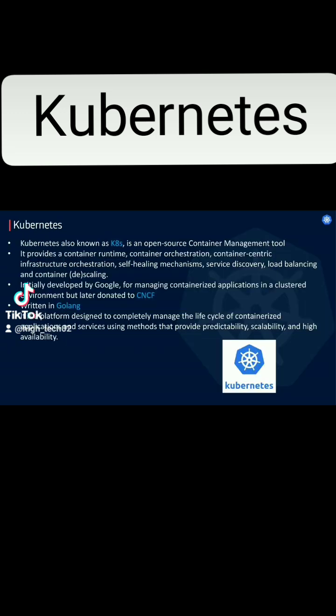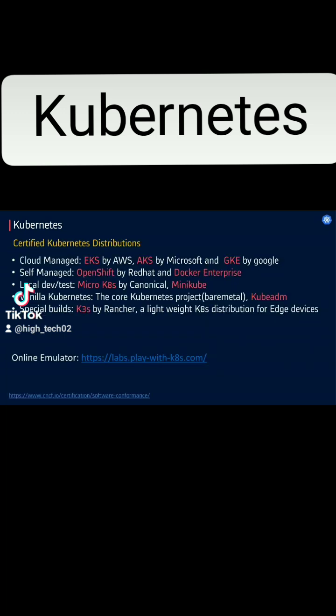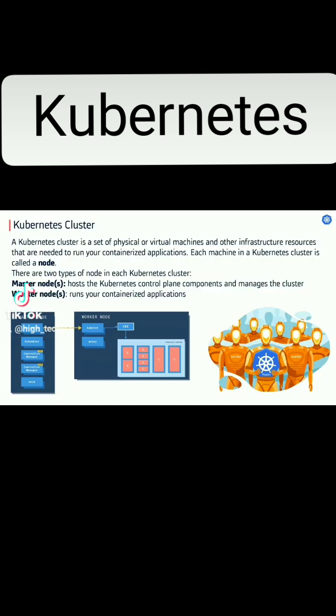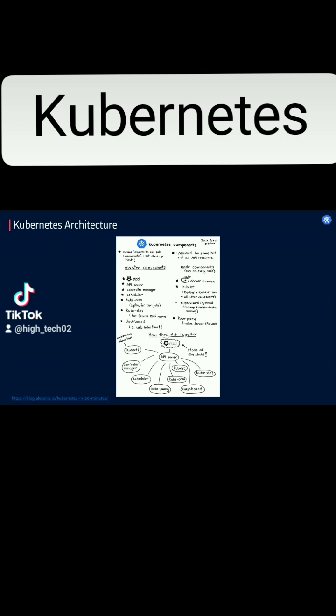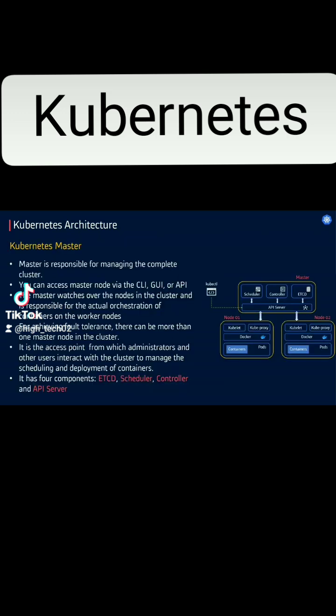ensuring that applications run smoothly across multiple environments. Where is Kubernetes used? Kubernetes is used in various environments, including public clouds, AWS, Google Cloud Platform, GCP, Microsoft Azure, private data centers, on-premises infrastructure, hybrid clouds, combining public and private cloud environments, edge computing, managing containers on edge devices.